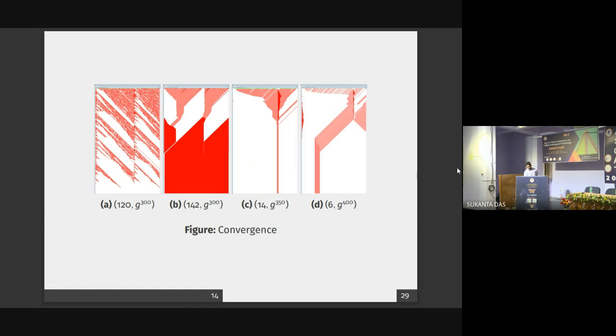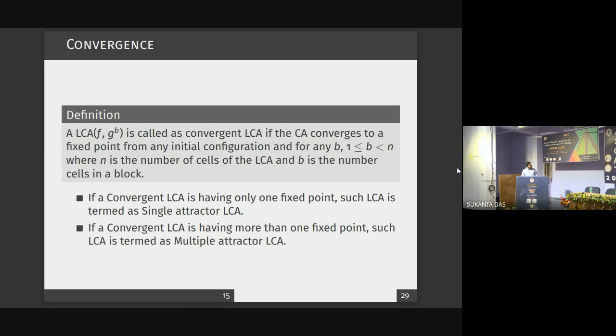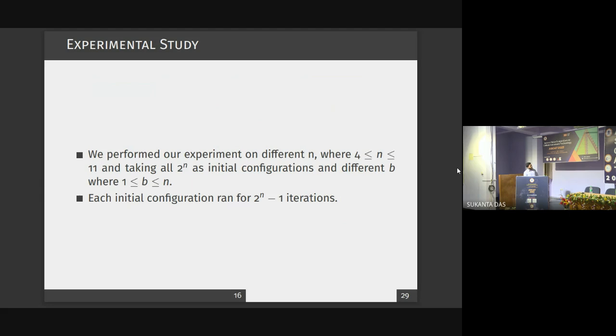Now, some details about convergent LCA. The definition: an LCA is called a convergent LCA if the CA converges to a fixed point from any initial configuration, for any block size ranging from 1 to n. If a convergent LCA has one fixed point, it is termed a single attractor LCA. If an LCA has more than one fixed point, it is termed a multiple attractor LCA. For the experimental study, we performed our experiments on different sizes of n. Here n is the cell size, ranging from 4 to 11, and we have taken all.